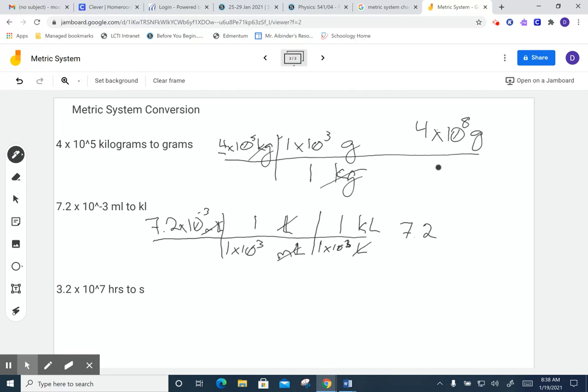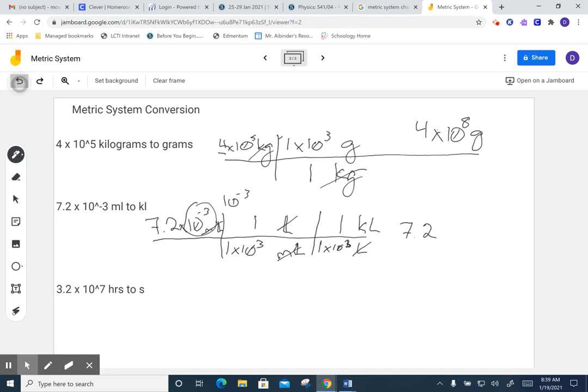Now, 10 to the third times 10 to the third is 10 to the sixth. All right? So now you have 10 to the third divided by 10 to the sixth, which is going to be 10 to the negative ninth. Okay? Now, let's go back and do that one more time.